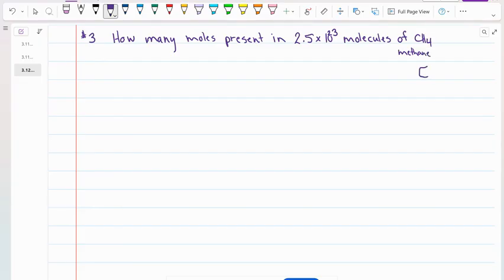And again, we have the answer written right beside us, and we have 0.42 moles. Okay, so again, we're going to set up our question, which we need to know how many moles we have. Okay, now we know we need to start out with what we are given, and we have 2.5 times 10 to the 23rd molecules.